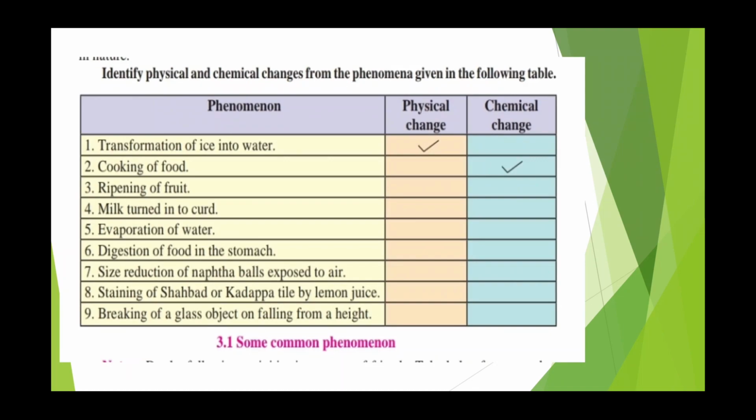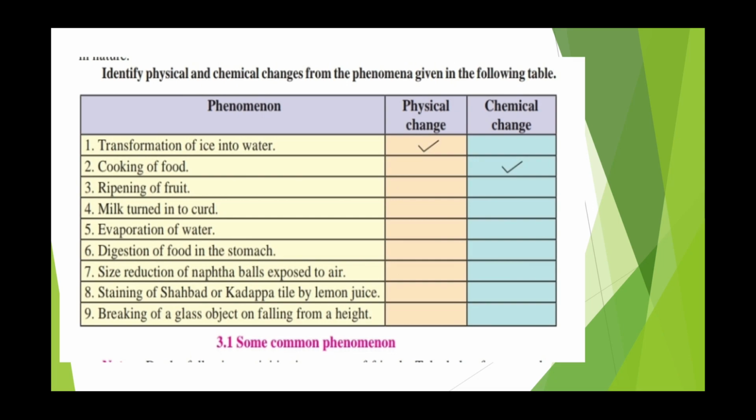Here, the first phenomenon is transformation of ice into water. In this, only the physical state of H2O changes from solid to liquid. Which type of change it is? Yes, it is a physical change. The second one is cooking of food. Which type of change it is? Correct. Obviously, it is a chemical change.